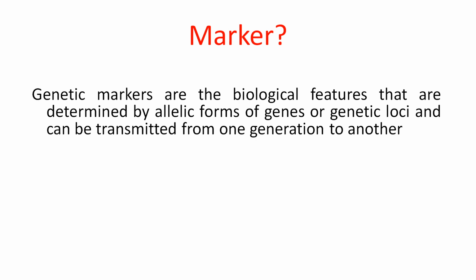We have already learned that genes have different forms. So, according to the different forms of genes, if there are different polymorphs of DNA, chromosome, or different morphological characters, which can be transmitted from one generation to another, this can be used as a genetic marker which follows Mendelian inheritance.